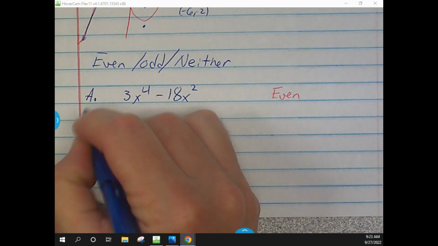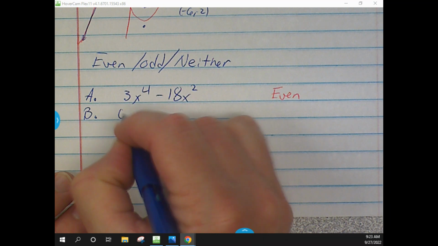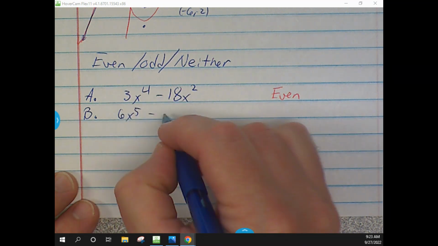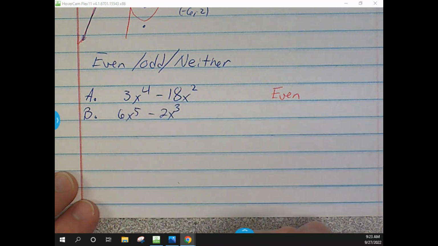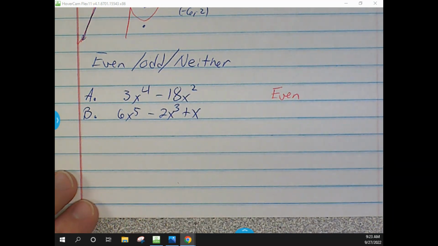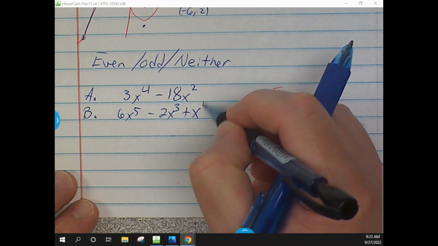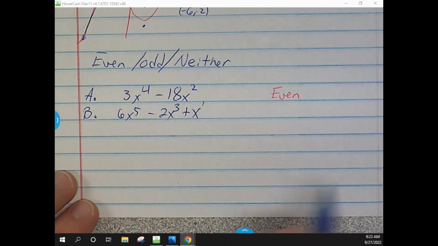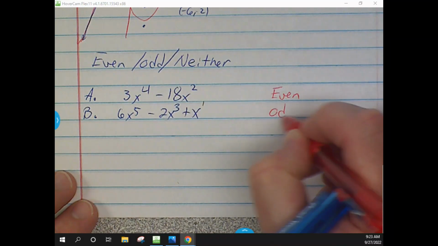All right, what if it is 6x to the fifth minus 2x to the third plus x? Now, technically, x doesn't have, what is the understood power on x? 1. That's a 1. Don't forget that. Sometimes people just blow past that. You have to remember that. They're all odd, so guess what? It's odd.